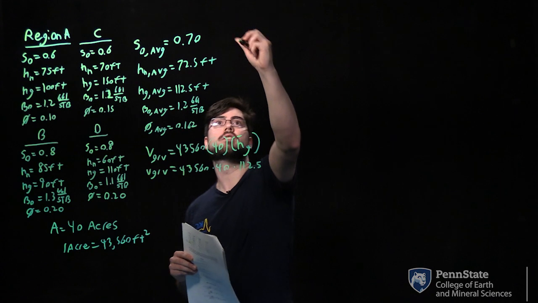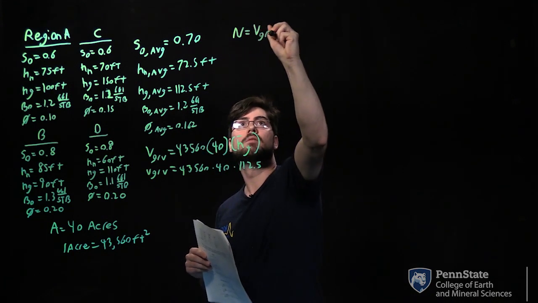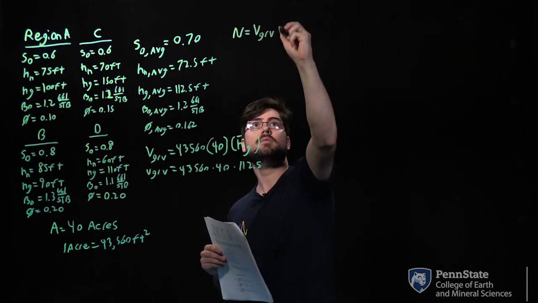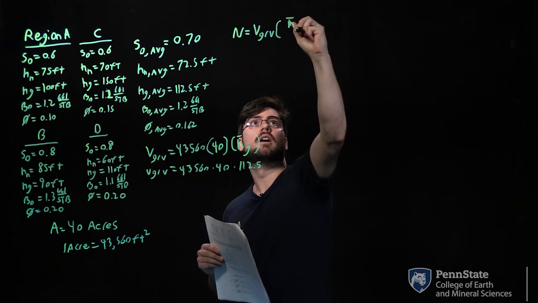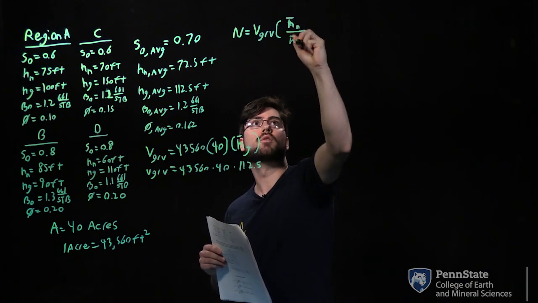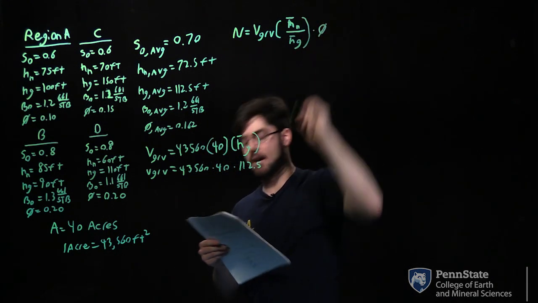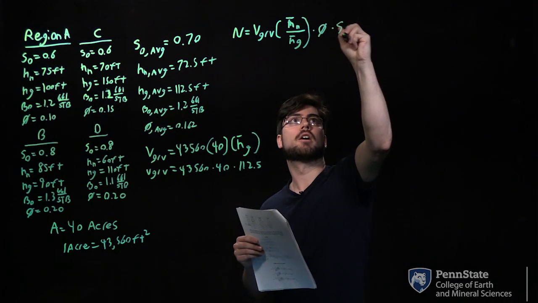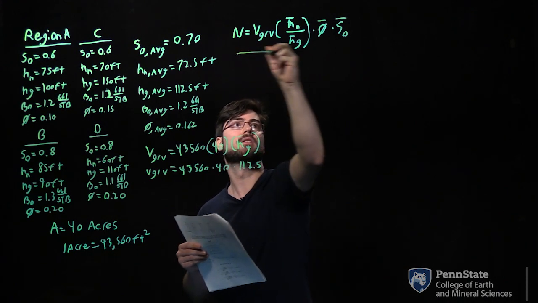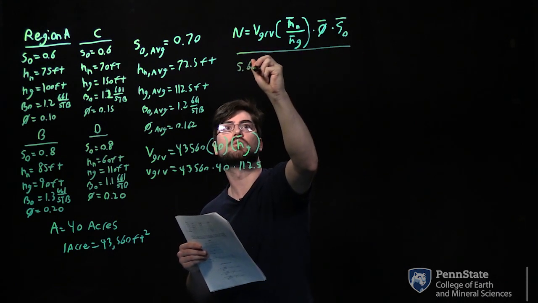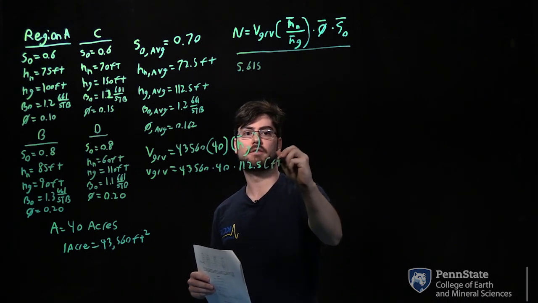So that equation is this. Which this is what we just found. And then we're going to have our net pay zone average divided by our gross pay zone average, multiplied by our porosity average, multiplied by our oil saturation average. And then we're going to divide this all by 5.615. Like I said, because when you solve for this, this will be units of feet cubed.